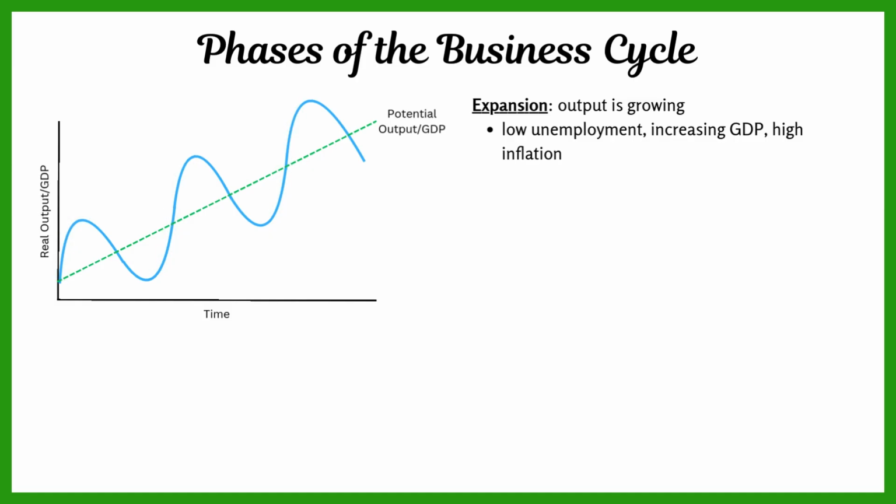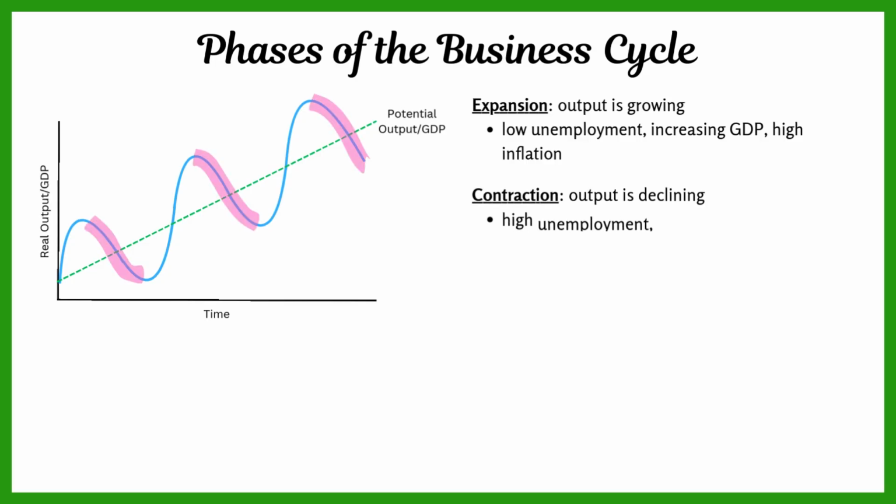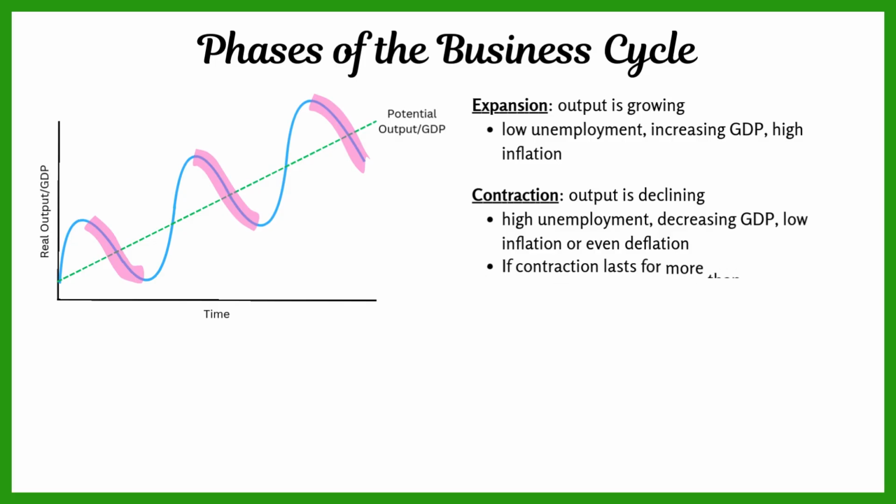The next phase you need to know is called a contraction, and that is periods of the business cycle where the output is declining. Contractions are characterized by high unemployment, decreasing GDP, and low inflation or even deflation. If a contraction lasts for more than 2 consecutive quarters, then it's usually labeled as a recession.